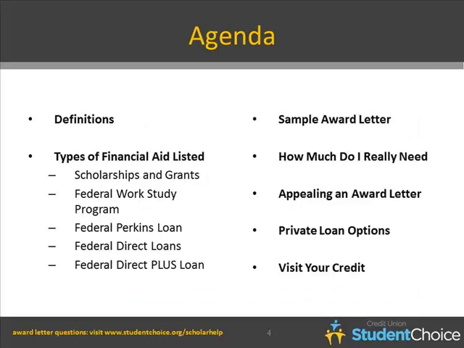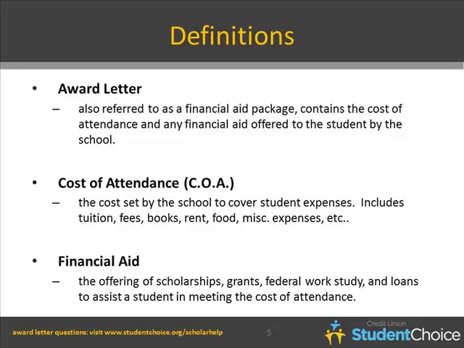On our agenda first, we're going to talk about some various definitions that you may run across as you're navigating through this process. Then we're going to talk about different types of financial aid that you may see listed or available to you through your award letter. We're going to go through a sample award letter. We're going to talk about how much you really need to borrow as compared to what's on your award letter. We'll talk about the ways that you can appeal your award letter and if you should appeal your award letter and exactly what appealing your award letter means. We're going to talk about private loan options, and then, of course, we're going to send you right back to your credit union so that your credit union can help you navigate through this process. So first, let's go ahead and talk about definitions.